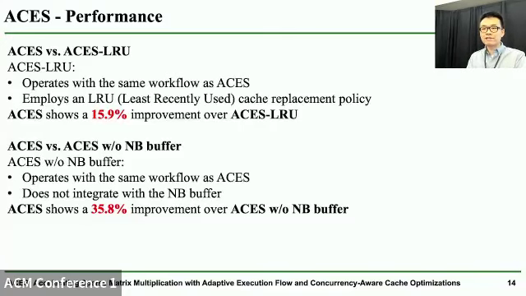To showcase the effectiveness of integrating an NB buffer with the global cache in ASIS, we compare its performance to that of another version of ASIS without the NB buffer. We show that with the help of a non-blocking buffer, the ASIS achieves 35.8% of speedup.